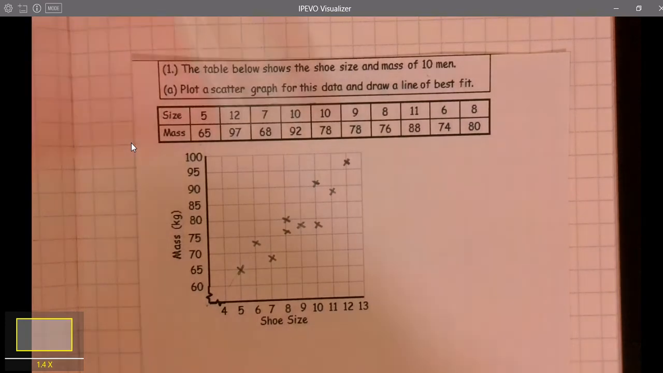So that's how to draw it, and then you're going to have a go at doing a few questions, and next lesson we'll take it a little bit further.